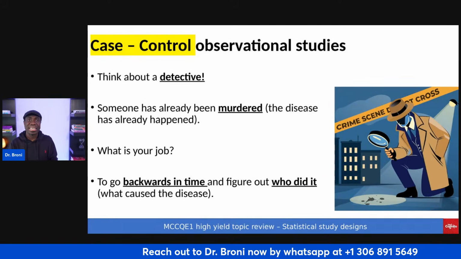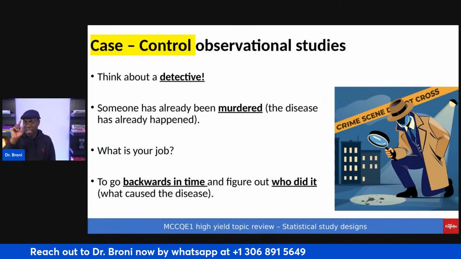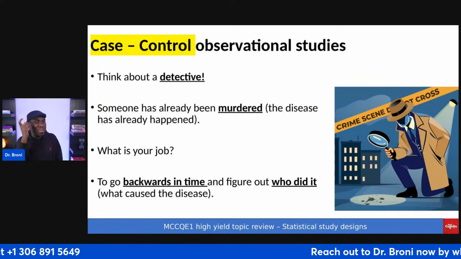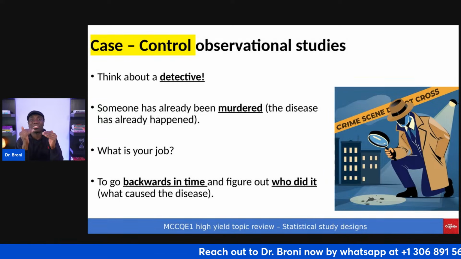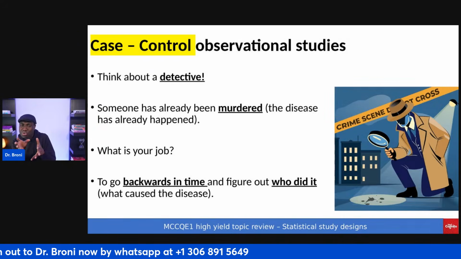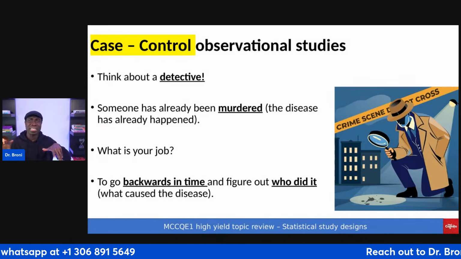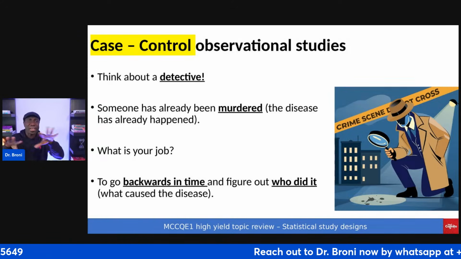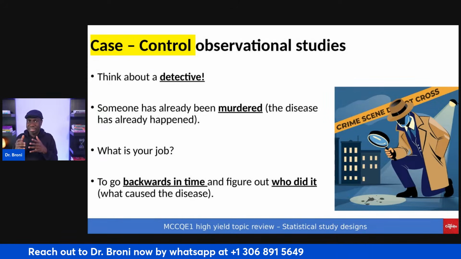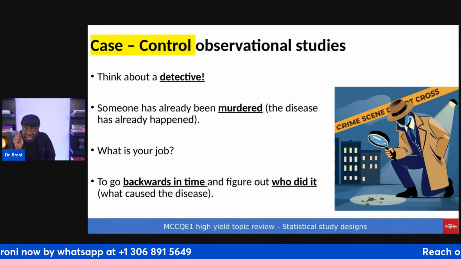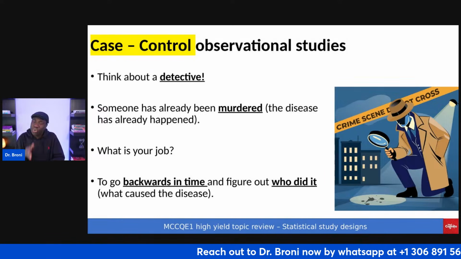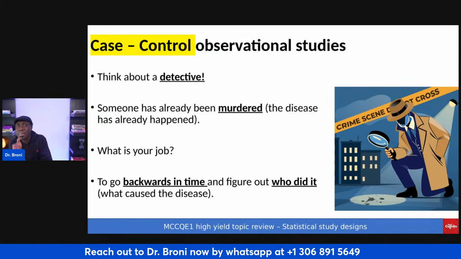Now, you realize that in a case control study, just think about this. Someone has already been murdered, right? So just use that word murdered in quotes, that the disease has already happened. And as a detective, what is your job? Your job is to go backward, look at all the CCTV cameras, look at the footprints, look at the fingerprints, look at the way the crime occurred, and then figure out who did it. So in case control study, as a detective, you are going with all your tools and you are looking backward.